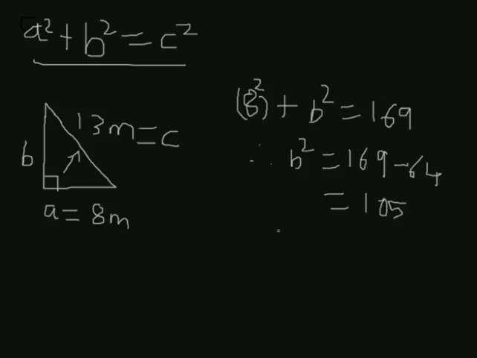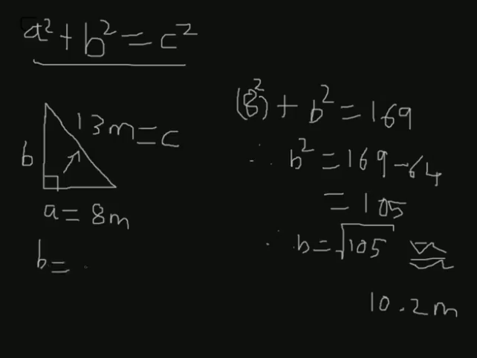And we take the square root of that. B equals the square root of 105, which I will figure out on my calculator right here. The square root of 105 is roughly 10.2. Remember, the units are in meters. So we figured out what B is. B is equal to 10.2 meters.